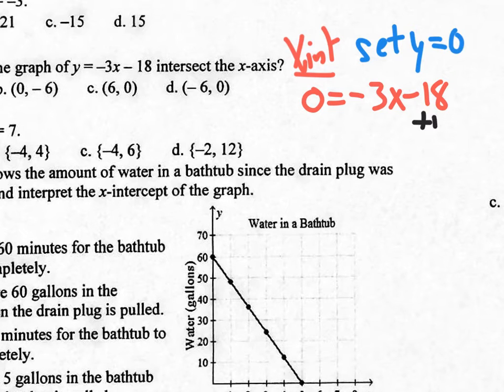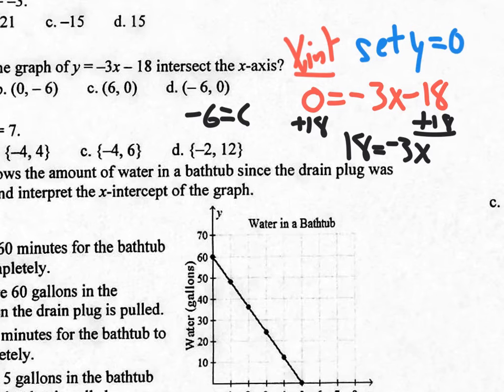So you're going to go plus 18. You're going to have 18 equals negative 3x. And if you divide both sides by negative 3, you're going to get negative 6 as your answer. So negative 6 equals x. Whoa, let me change that. Negative 6 equals x. X equals negative 6.